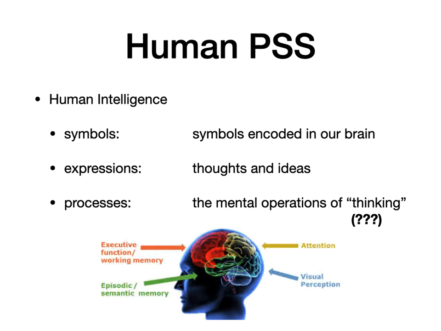So human intelligence, the symbols are some kind of symbol encoded in our brain, in our neurons, right? That's the bare minimum explanation we would need to fulfill here. Expressions might be combinations of those symbols into something higher, something more complex, like thoughts or ideas, right? And then the processes, this would be the mental operation of thinking.